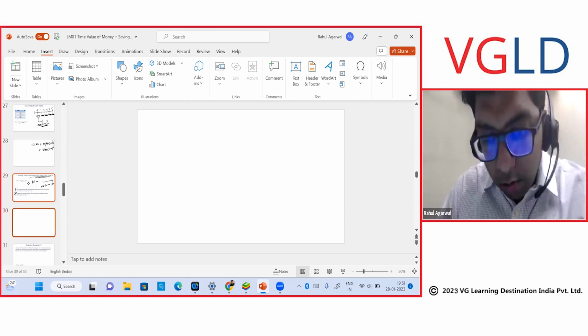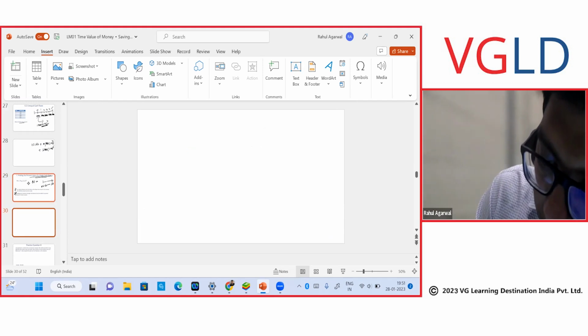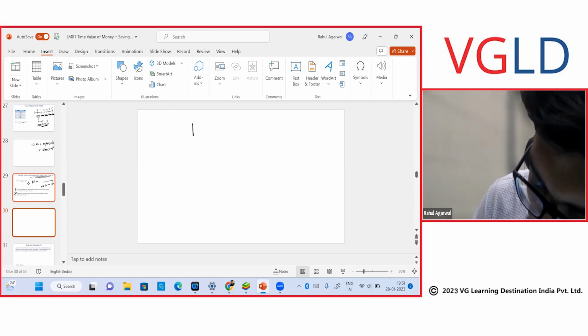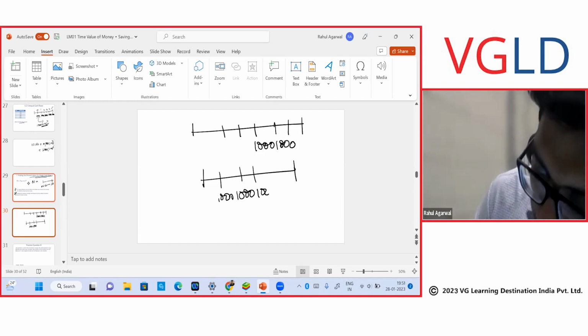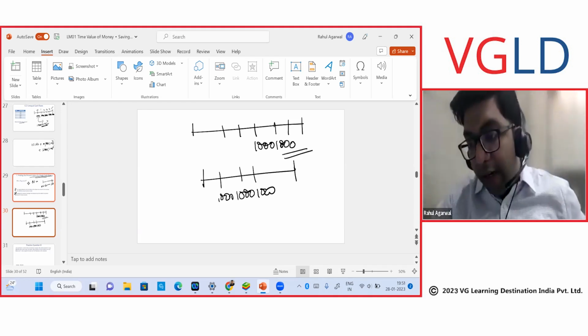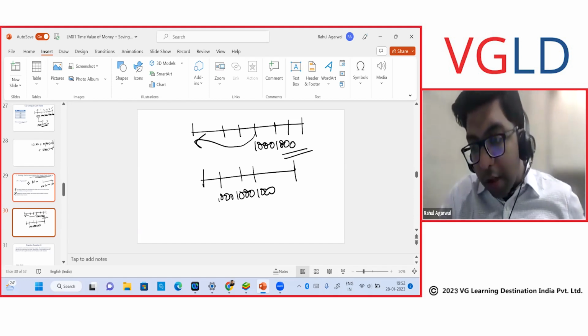So the later you pay me, if I'm paid 1,000 versus 1,000, the later I'm paid, the present value will be lower because it will be discounted for a longer period, right? Here I will discount this 1,000 for 3 years.